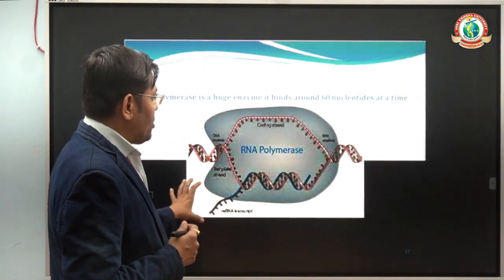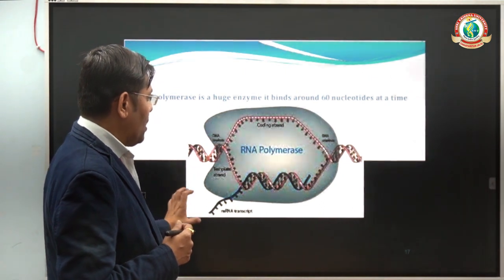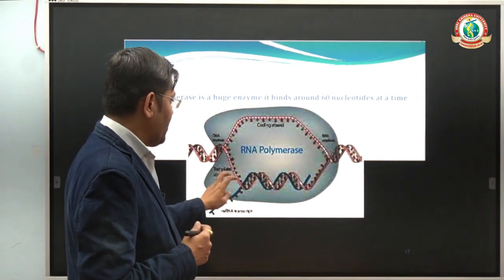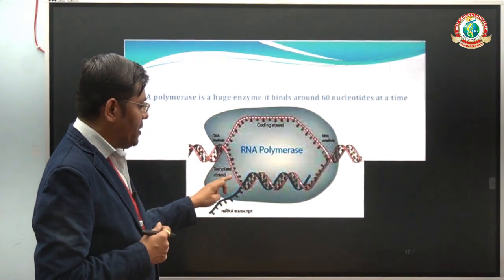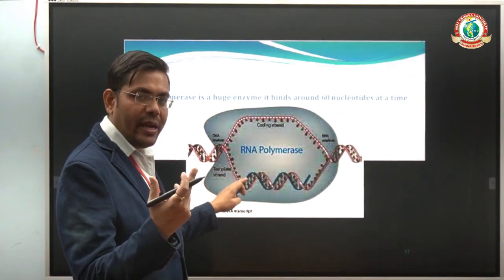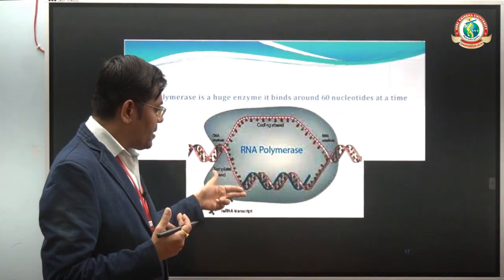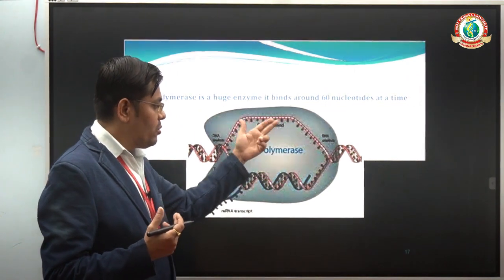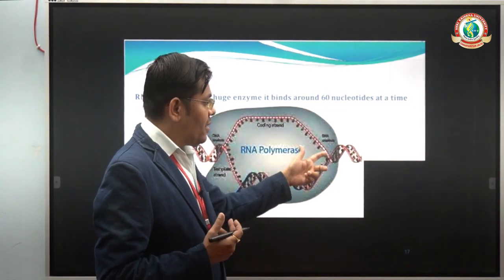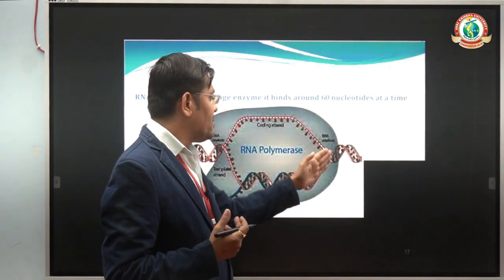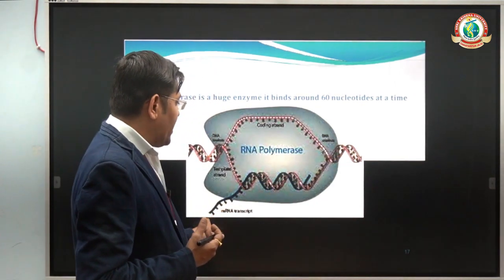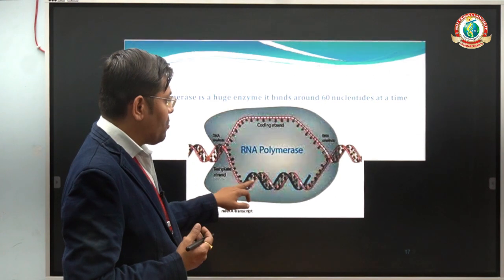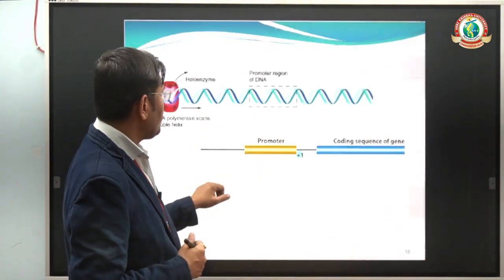This is the structure of RNA polymerase, showing how the RNA polymerase enzyme uses one strand of DNA, called the template strand, and synthesizes with the subunits of RNA polymerase, and the messenger RNA transcript is released through the process of transcription.